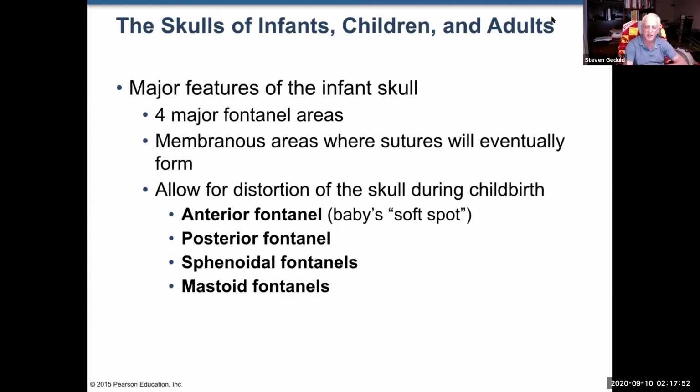The soft spot is a big one in the front. This is the main one that everybody talks about. This is your anterior fontanelle. That's what's called your soft spot. There's 4 of them. There's an anterior fontanelle, a posterior fontanelle, a sphenoidal fontanelle, and a mastoid fontanelle. Those are just areas where the bones have not fused together, so there's membranes there, and things can puncture into the baby's brain directly. The brain's not protected all the way yet.